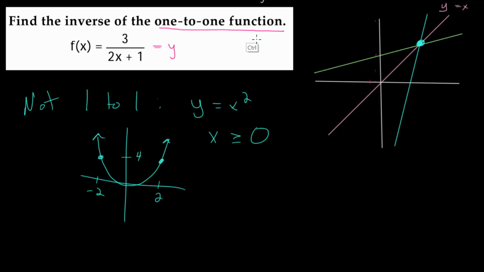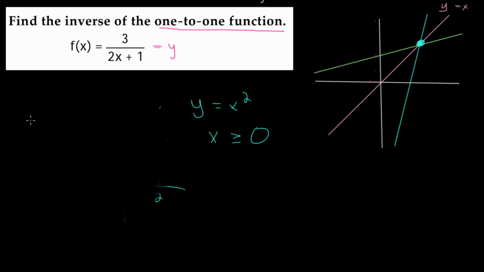If it's not one-to-one, we have to restrict that domain, but we are assuming this is a one-to-one function. We're told that. So from this information, we can just switch x and y and then actually resolve it for y to find the inverse of that function. And conveniently, there is a nice way to test this at the end. So let's start by switching x and y.